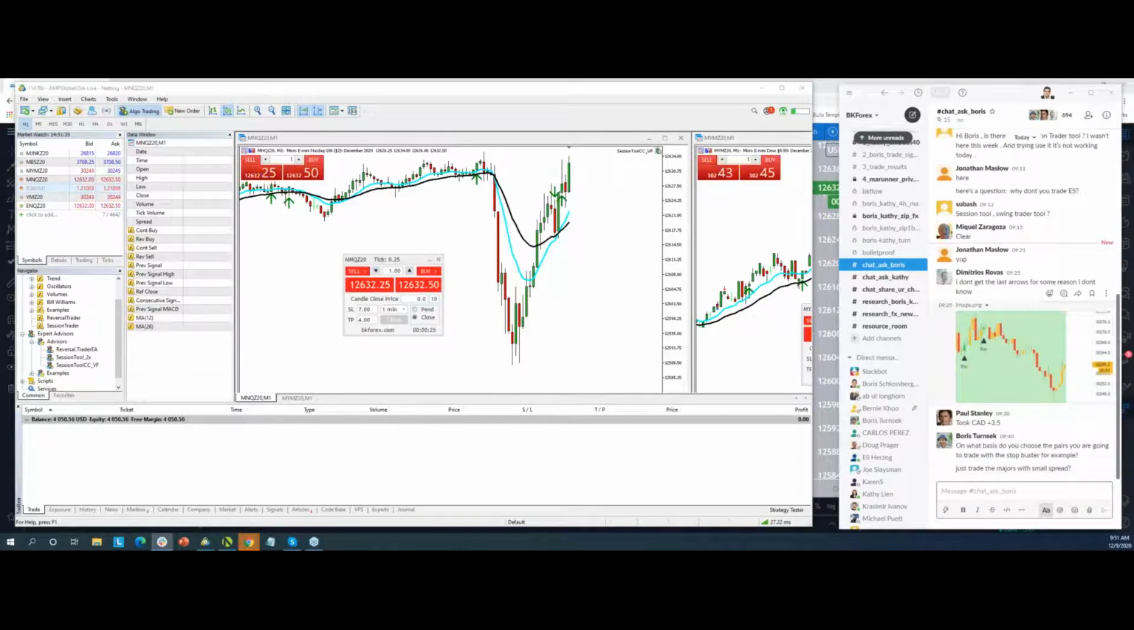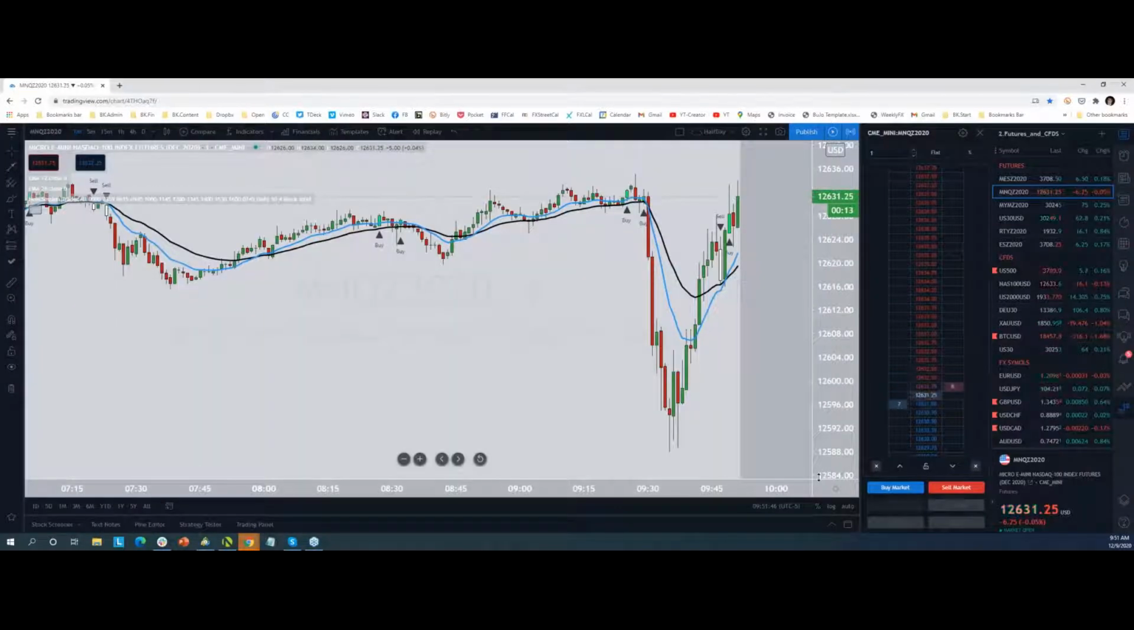I won't basically choose the pairs that are going to trade with a stop loss, for example. Just trade the majors with a small spread. FX is always like an afterthought for me, so I'm always only trading the tightest. I really only want to trade euro, pound, yen, Canada, maybe not even Australia, because Australia doesn't really move that much, right? But this was another classic move.